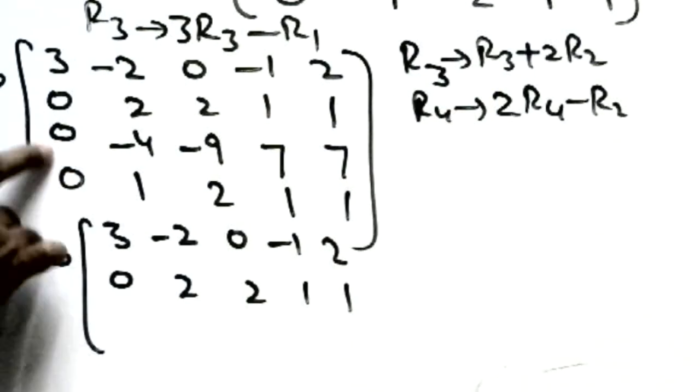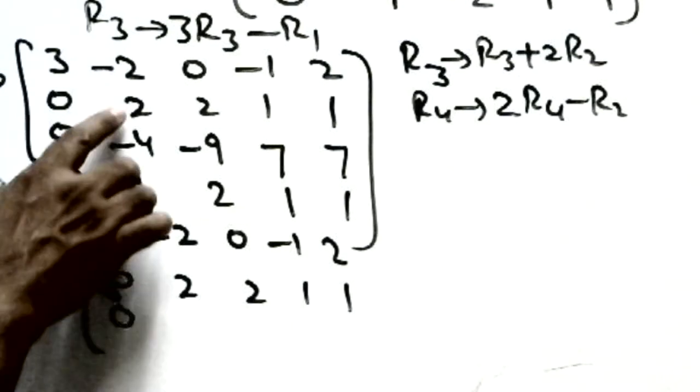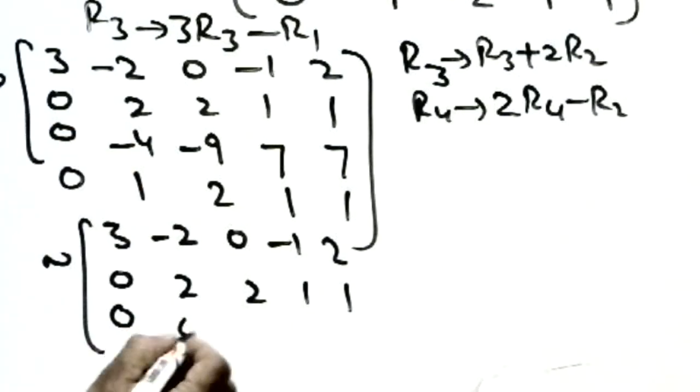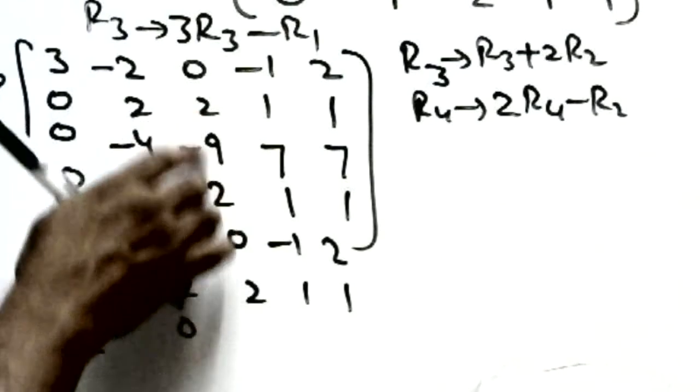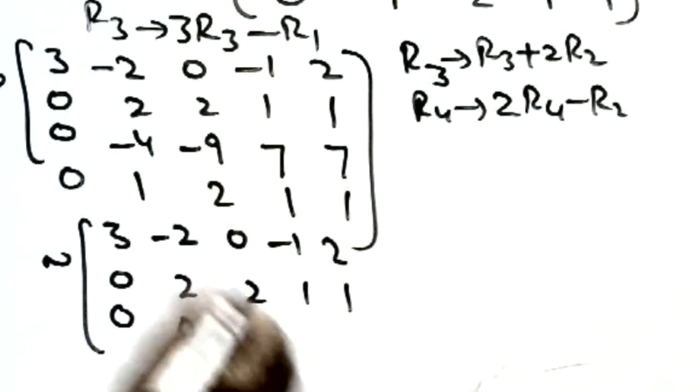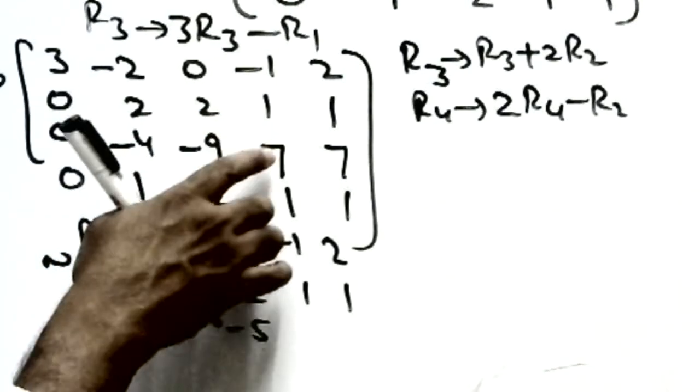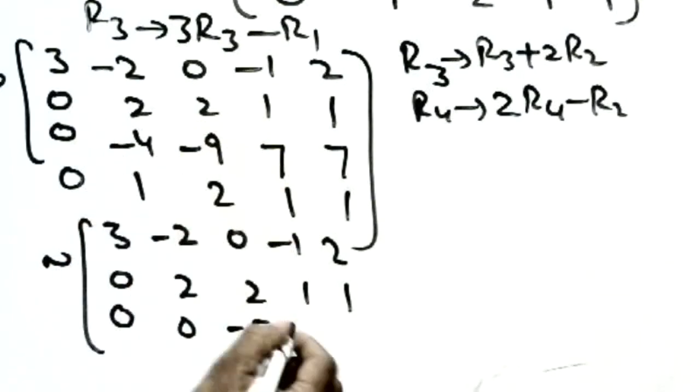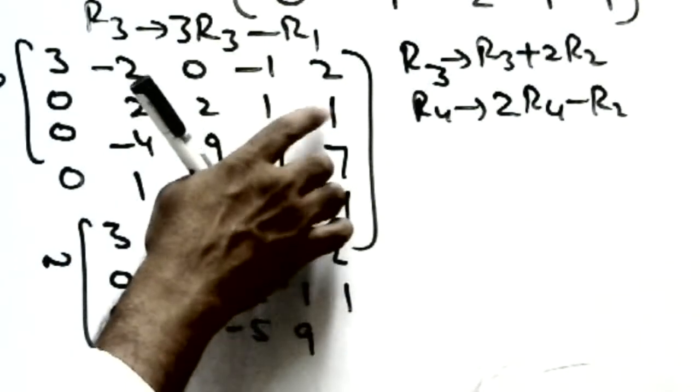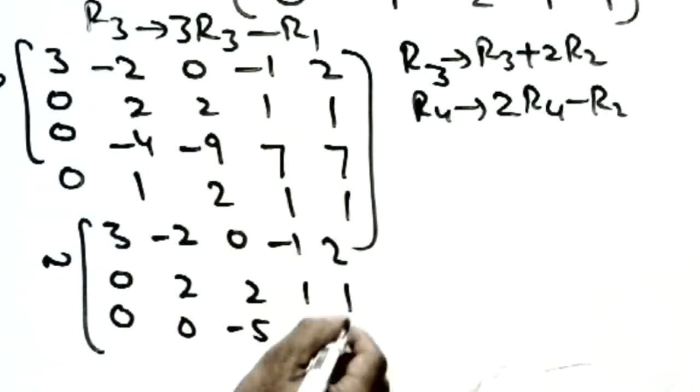The third row R3 plus 2R2: 0, 0 remains 0. 2 1s are 2, 2 2s are 4, minus 4, 0. 2 2s are 4, 4 minus 9, minus 5. 2 1s are 2. 2 plus 7 will be 9.